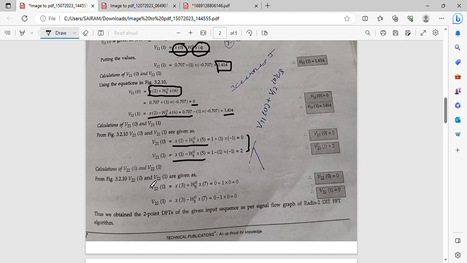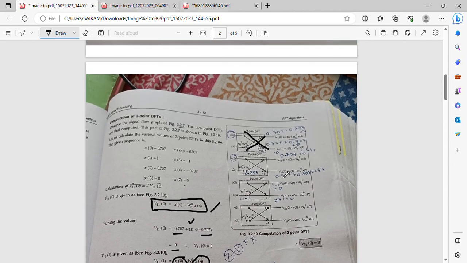Yeah. And v22 of 0, v22 of 1, the same thing. This x of 3 plus x of 7, x of 3 minus x of 7. I have told this clearly. What did I say? For x of 2, how did you get the equation? This omega a to the power of 0 and this x of 6 are coming diagonally and reaching this point, right? That is why here you are going to get omega a to the power of 0 into x of 6, right?